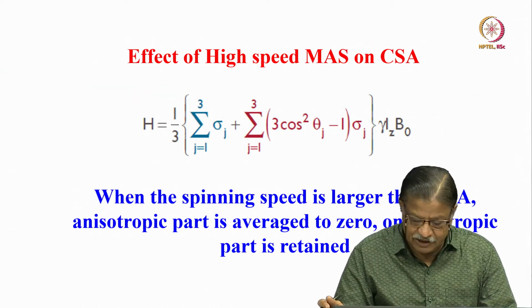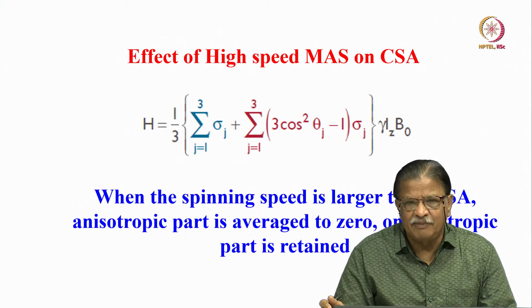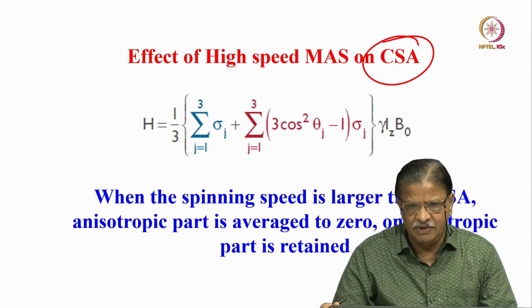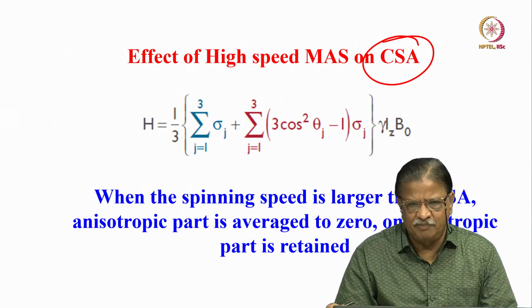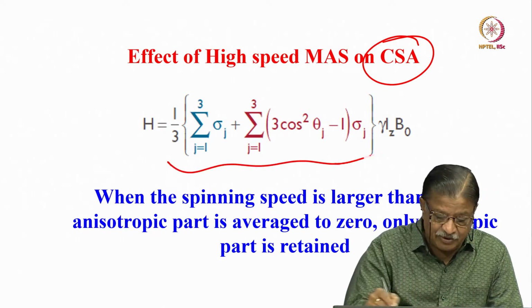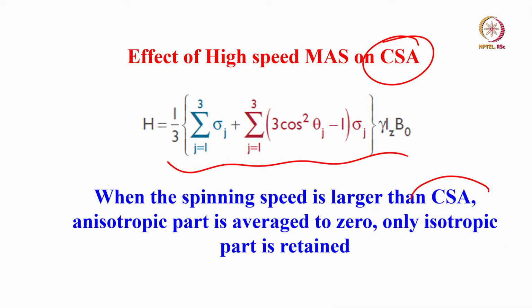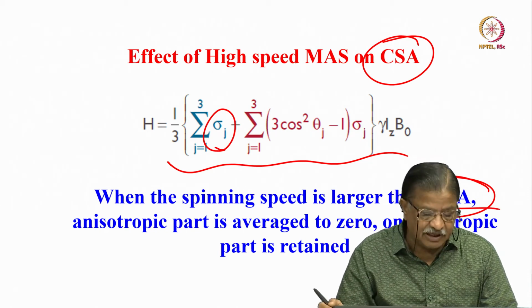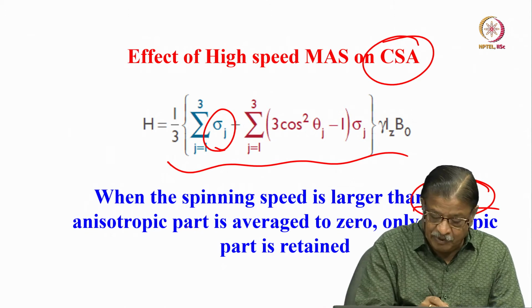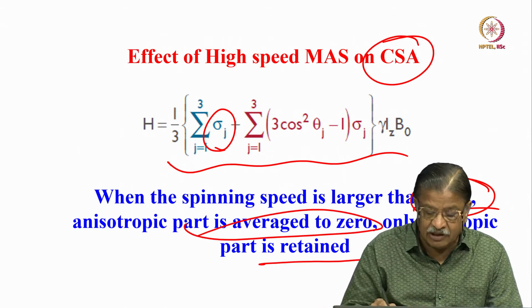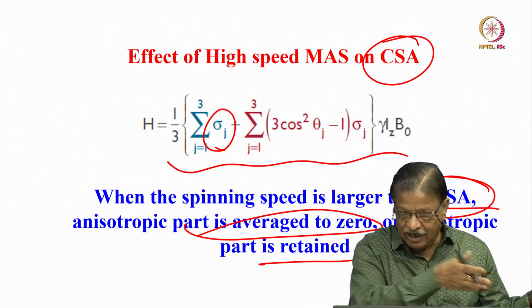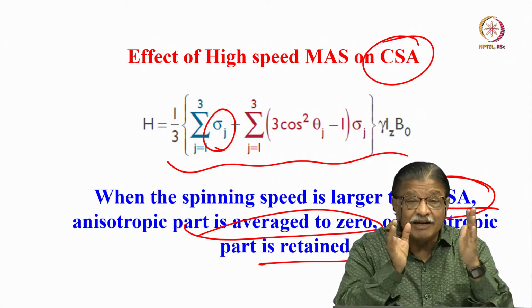Another very important thing: what is the effect of high speed magic angle spinning on chemical shift anisotropy? What should be the spinning speed first? And what happens if I spin at a high spinning speed? This is the Hamiltonian. I am concentrating on the chemical shift part here. When the spinning speed is larger than the chemical shift anisotropy, the anisotropic part is averaged to 0 and only the isotropic part is retained. If it is not larger than that, what happens? Like we saw in the previous example, we get side bands.